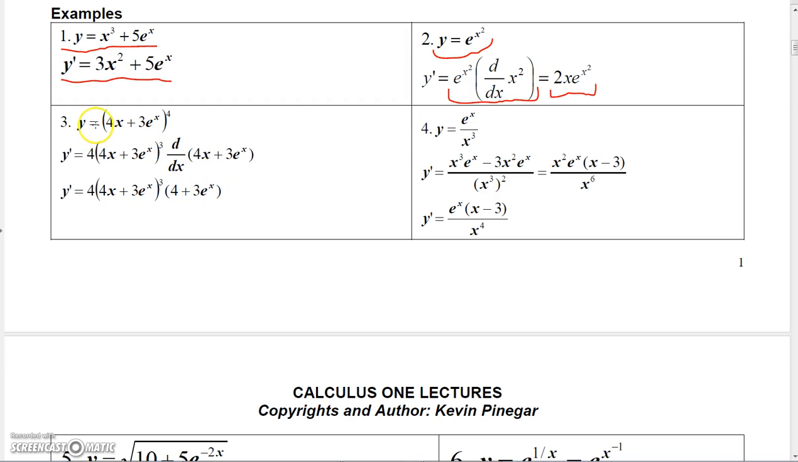Now this one here, it's raised to a power.